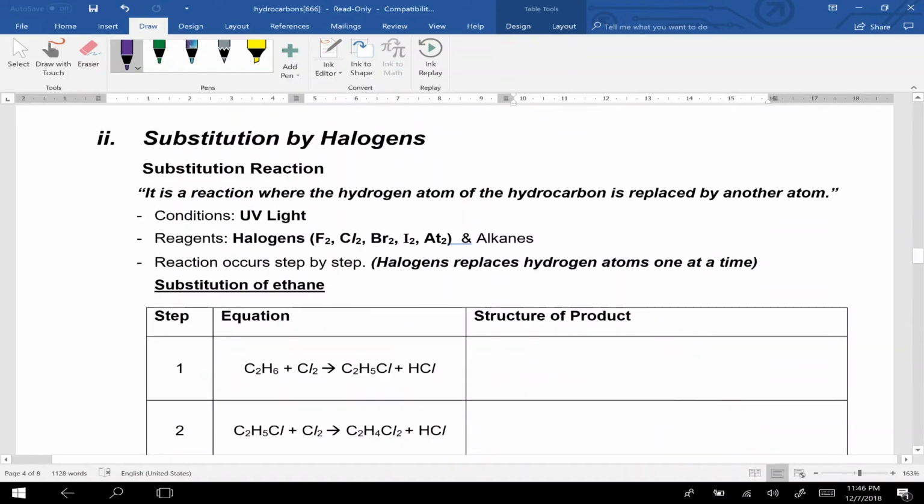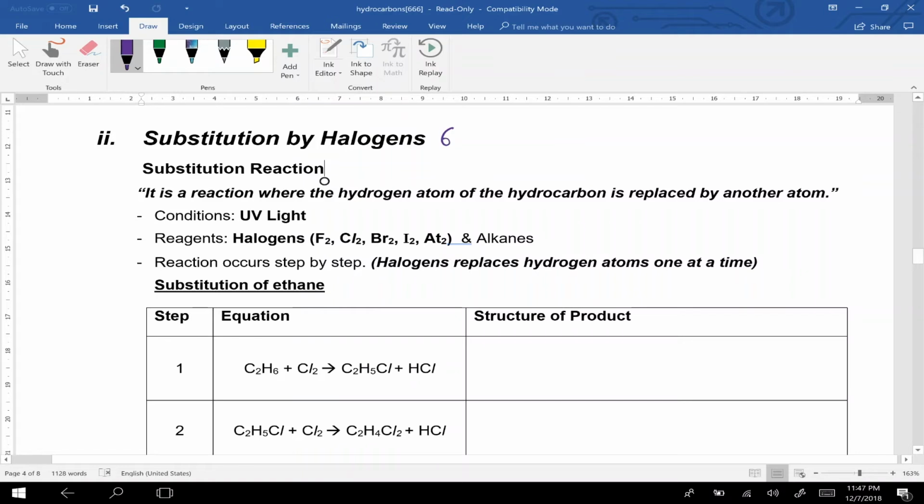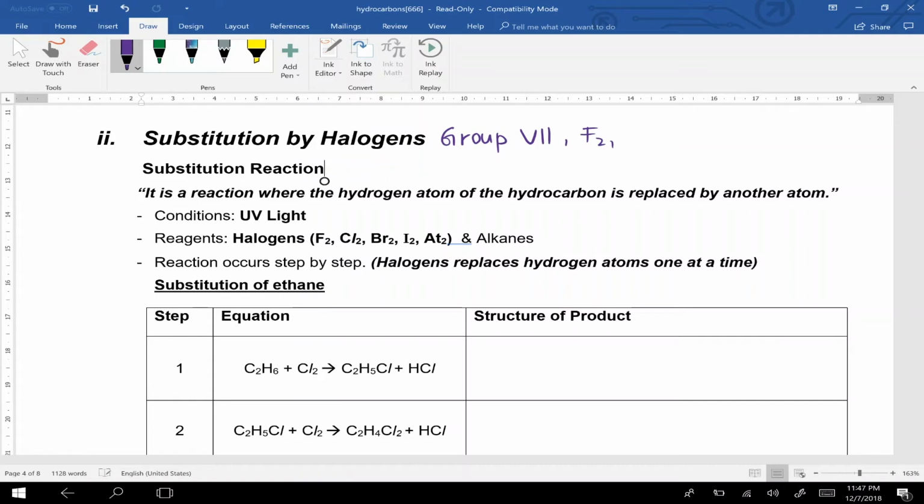Second reaction, we're talking about substitution by halogens. As I said just now, halogens are group 7 elements: fluorine, chlorine, bromine, iodine and astatine. Iodine and astatine are rarely used, so we're only going to focus on these 3 halogens.